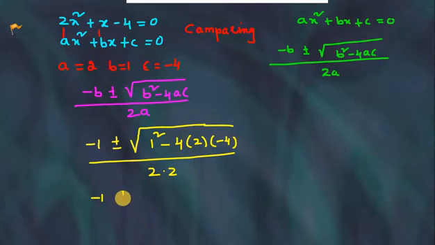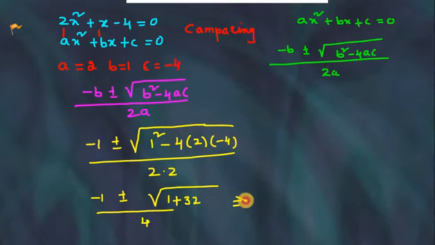So minus 1 plus or minus square root of, minus into minus is plus, 4 4s are 16, 16 2s are 32. So 1 plus 32. Why did I write plus 32? Minus into minus is plus. 16 2s are 32, by 4. So ultimately the final answer is minus 1 plus or minus square root of 33 by 4.